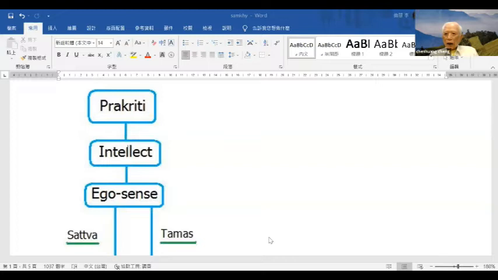And they are in a state of balance. When they are in a state of balance, Prakriti doesn't move, doesn't evolve. When there is imbalance among these three gunas, then Prakriti will evolve. First, Prakriti will evolve to intellect. Intellect means awareness.